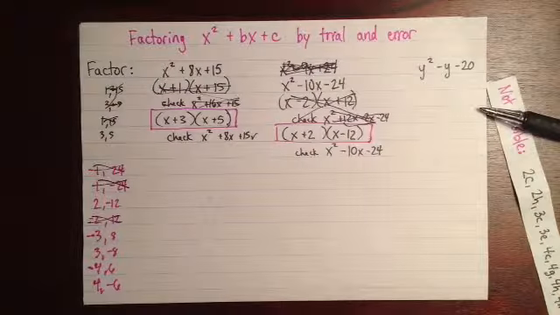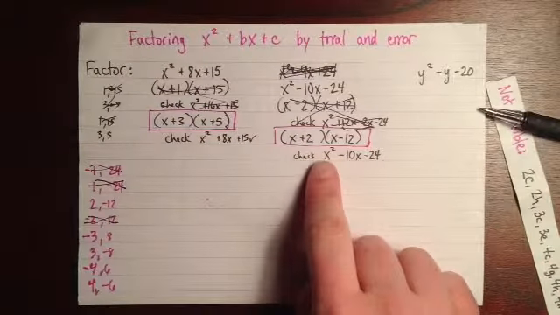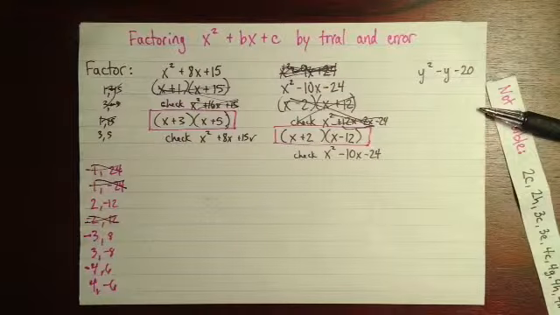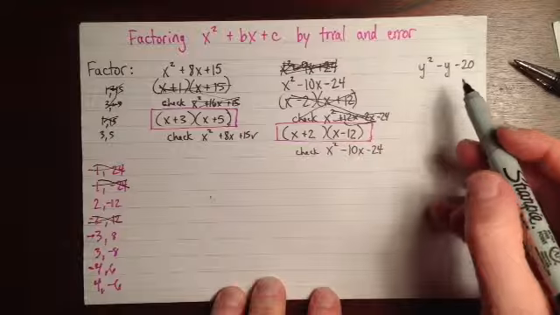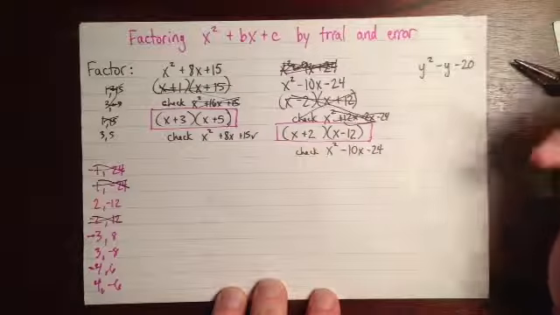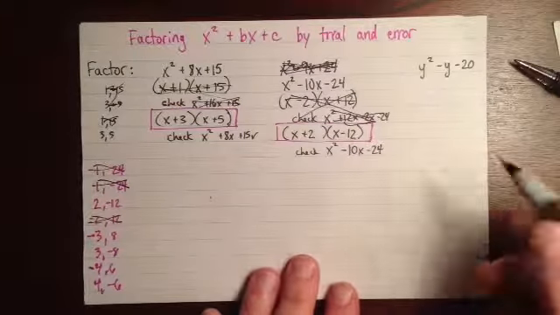There it is right there. And because my answer's not in the last line, I'll put my answer in a box. Okay. Now I've got one with y's. y squared minus y minus 20. Remember that's minus 1y. Feel free to write that in if you want.